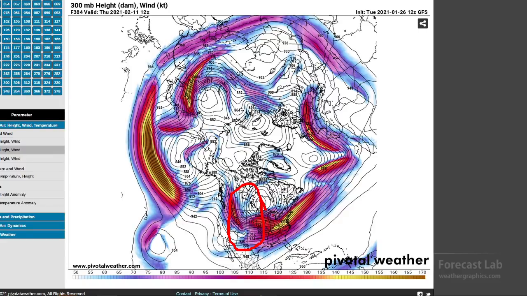That's pretty far out for the models, but I think, just based off the progression of the long waves, the way we're resisting these blocking patterns, I think that probably will set this up somewhere around mid-month. But anyway, that's a ways off.